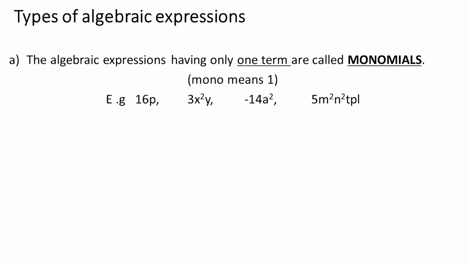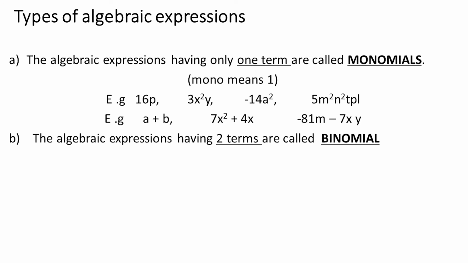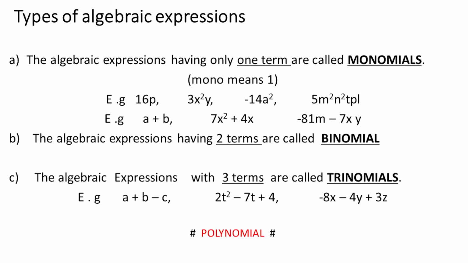of the variables. The algebraic expressions that are made up of two terms are called binomials. Examples: a plus b, 7x square plus 4x, negative 81m minus 7xy. Then the algebraic expressions with three terms are called trinomials. Example: a plus b minus c, 2t square minus 7t plus 4, negative 8x minus 4y plus 3z.